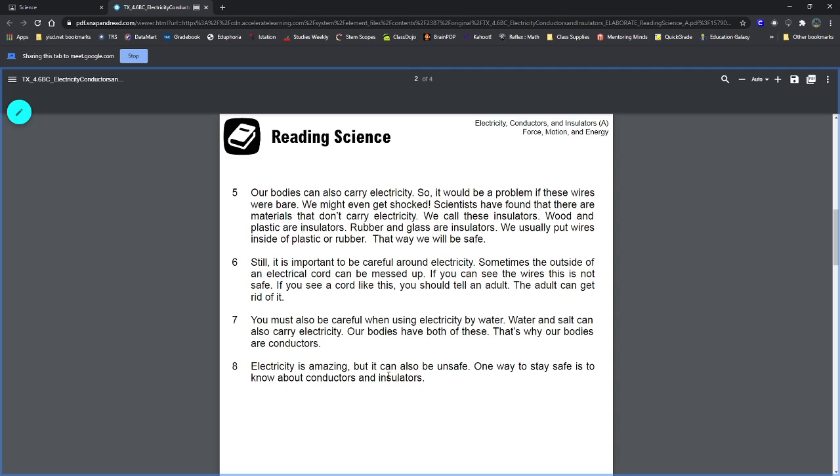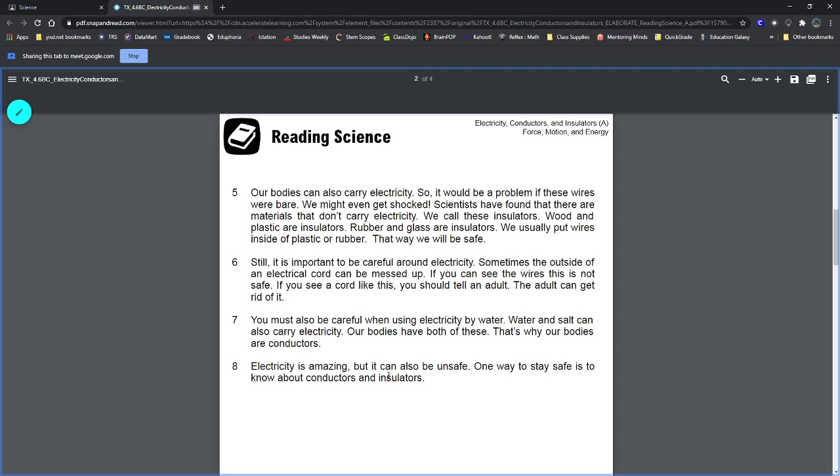Scientists have found that there are materials that don't carry electricity. We call these insulators. We usually put wires inside of plastic or rubber. That way, we will be safe. Still, it is important to be careful around electricity.